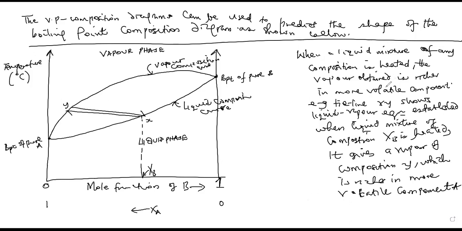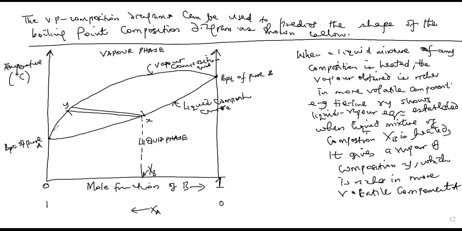When we heat a liquid mixture of any composition, the vapor obtained is richer in the more volatile component. Since A is more volatile, when we heat any liquid mixture of any composition, we shall obtain vapor Y, which is vapor of the composition Y, which is richer in the more volatile component A.